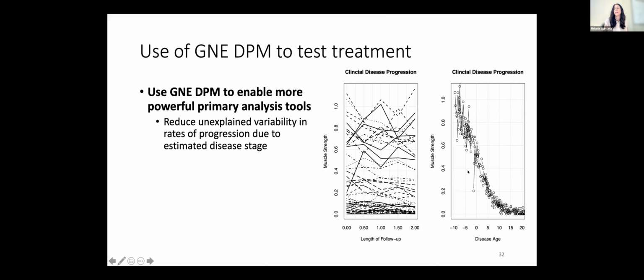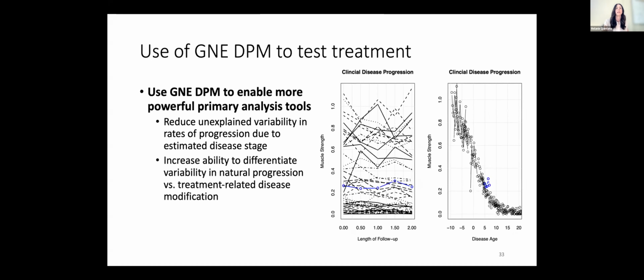And so this is just a plot. This is the exact same data of muscle strength for one of the muscle groups as a function of length of follow-up. You can see it looks highly variable here, and it's hard to picture anything in this data. But when we adjust for disease stage, we eliminate a lot of that variability and a more clear picture comes about. Just by adjusting for where we think individuals are in their disease course, we eliminate a lot of that variability. And what does this allow us to do? This allows us to increase our ability to differentiate variability in natural progression versus treatment-related disease modification.